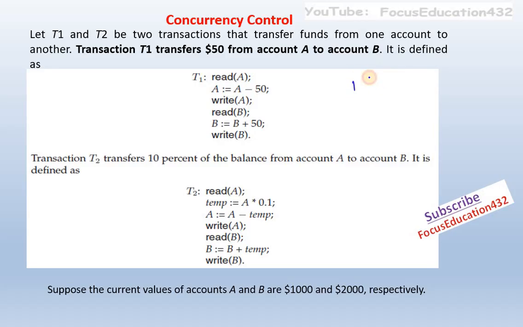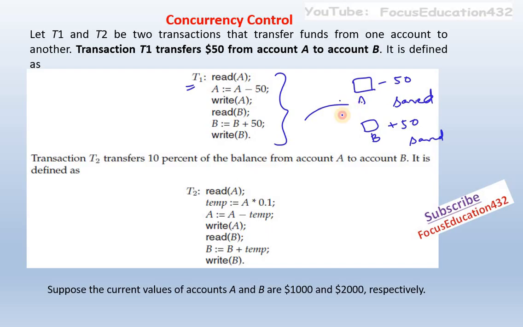account A to memory. Whatever amount is there, 50 should be subtracted. Then the changes must be saved in A. Then bring the account B value to the memory, or the primary storage. Then add 50 and save the changes. This is what we mean by transaction T1 here. T1 means read A and all these steps shown here. That is what I have explained.